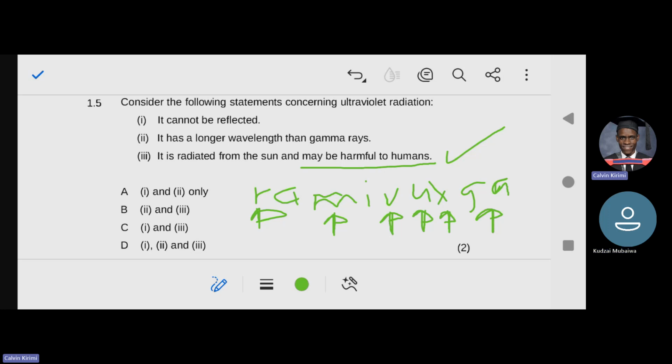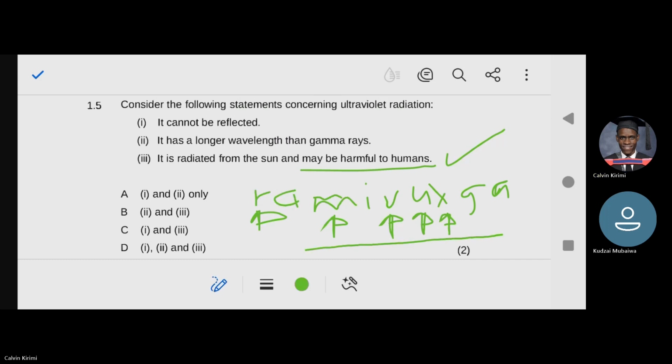So now check where the U is and check where the gamma is. And how does the wavelength increase? So the question now is saying it has longer wavelength than gamma ultraviolet. So which one is longer waves? Is it correct? No. So which means our wavelength increases from this side.